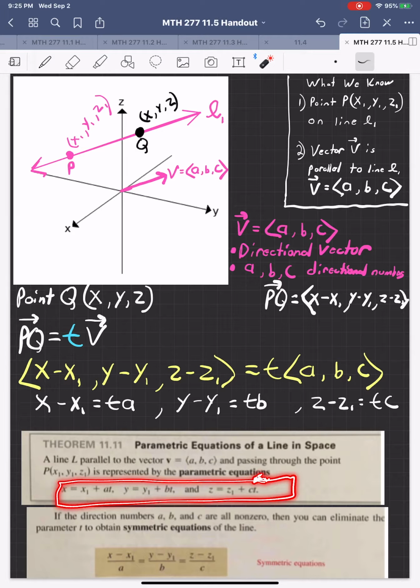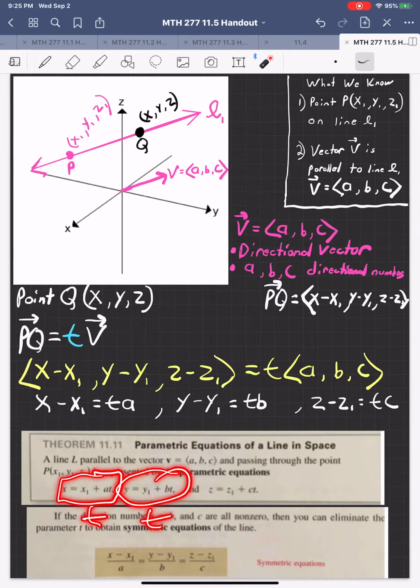Now, if you want to get back to rectangular equations, if you don't want to stay with parametric equations, can you see how if you solve for t, if you solve for the parameter? In other words, take this equation, solve for t, take this equation, solve for t, take this equation, solve for t, t is equal to t is equal to t.